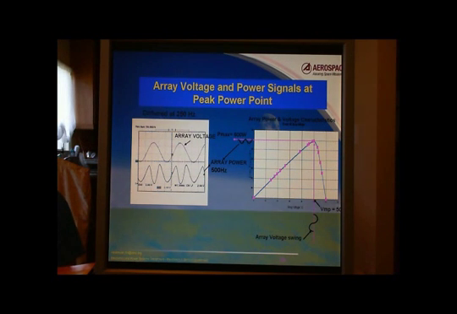This slide provides fundamental information with respect to the operating point around peak power. At the peak power, there are two quantities. One is called peak power level and the other peak power voltage.